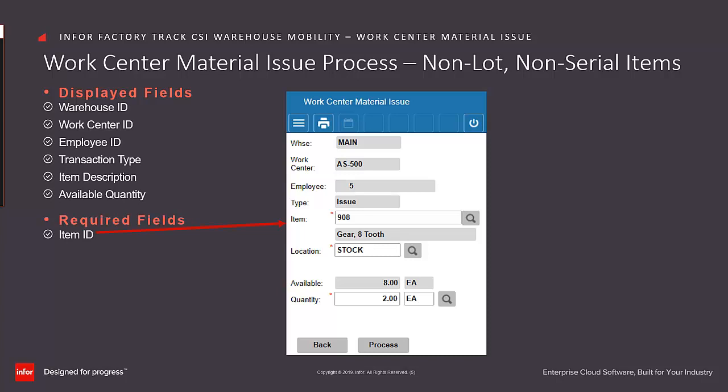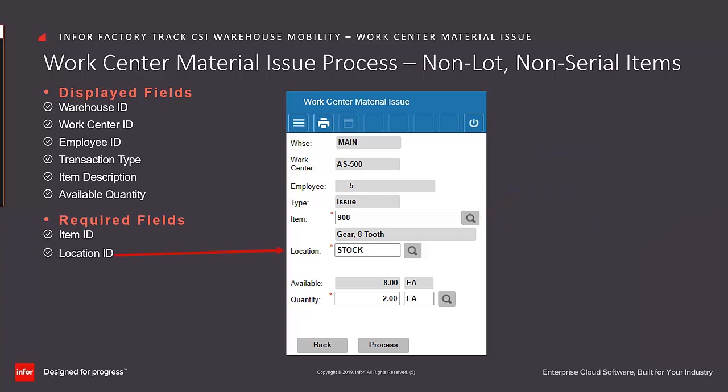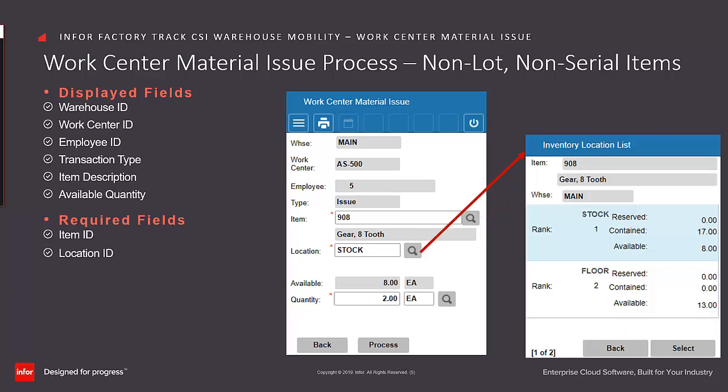We then enter, scan or search and select the item for the material to be issued to the Work Centre or returned from the Work Centre when the transaction type is reverse. We enter, scan or search and select the location ID from where you would like to issue the material or to which you would like to return the material when the transaction type is reverse. Factory Track defaults this value based on the item's location ranking.